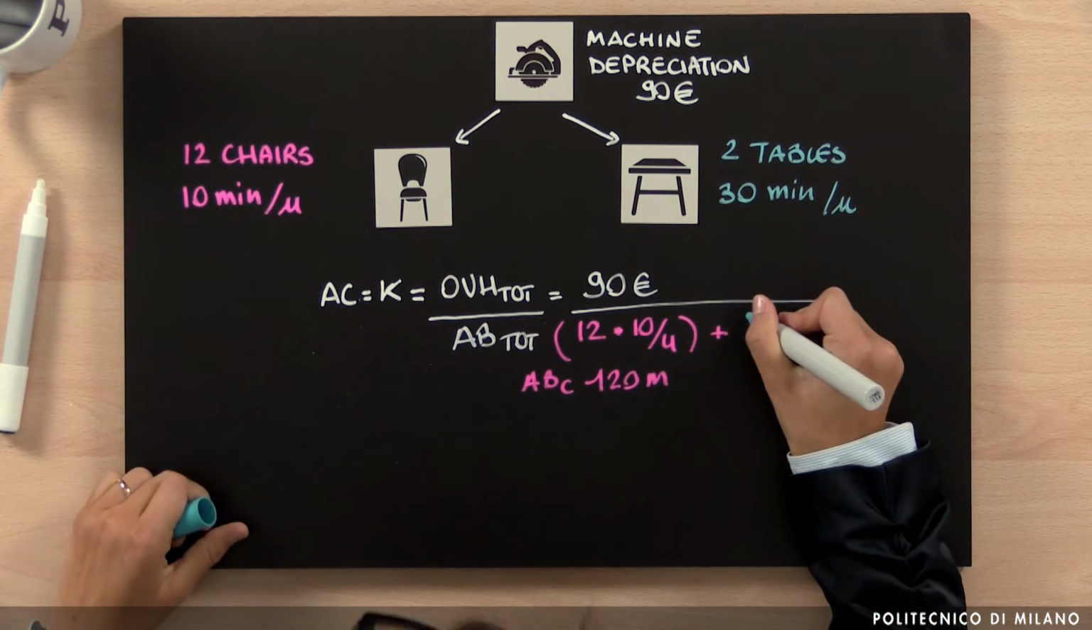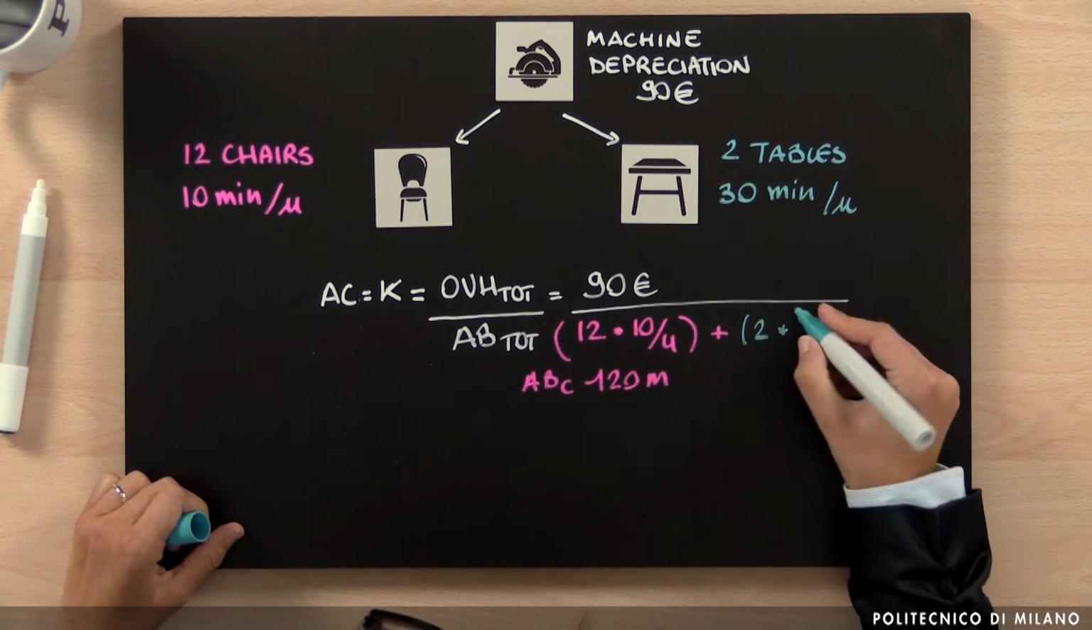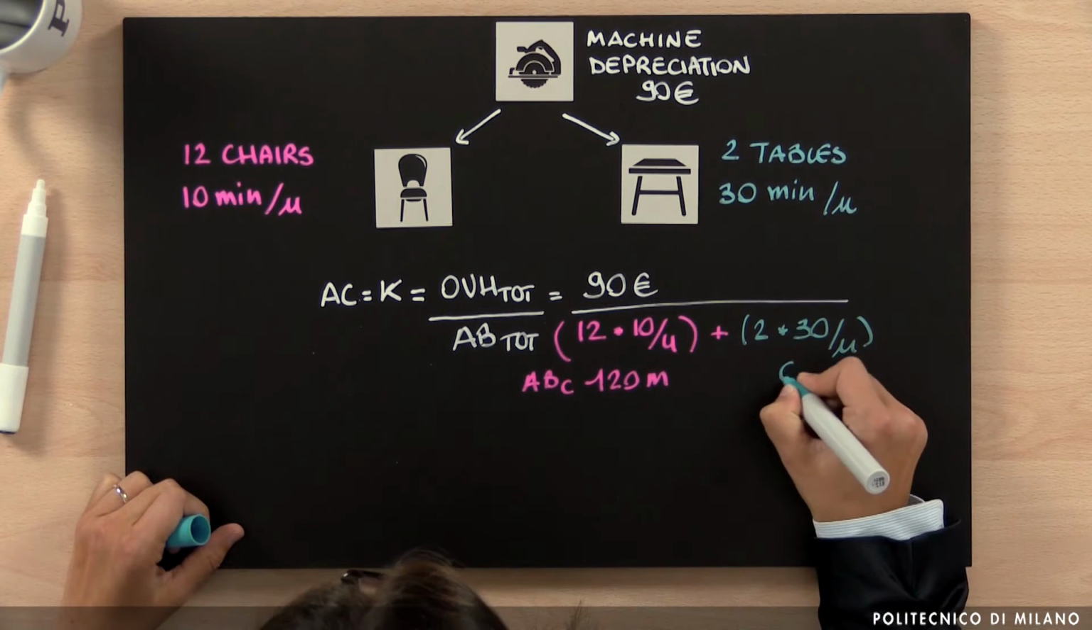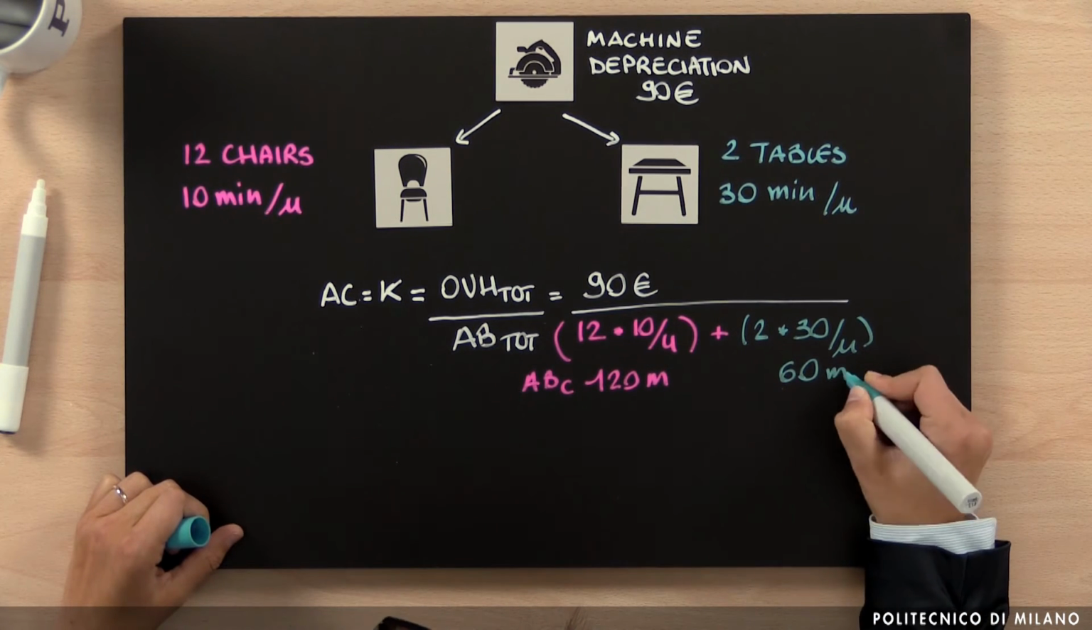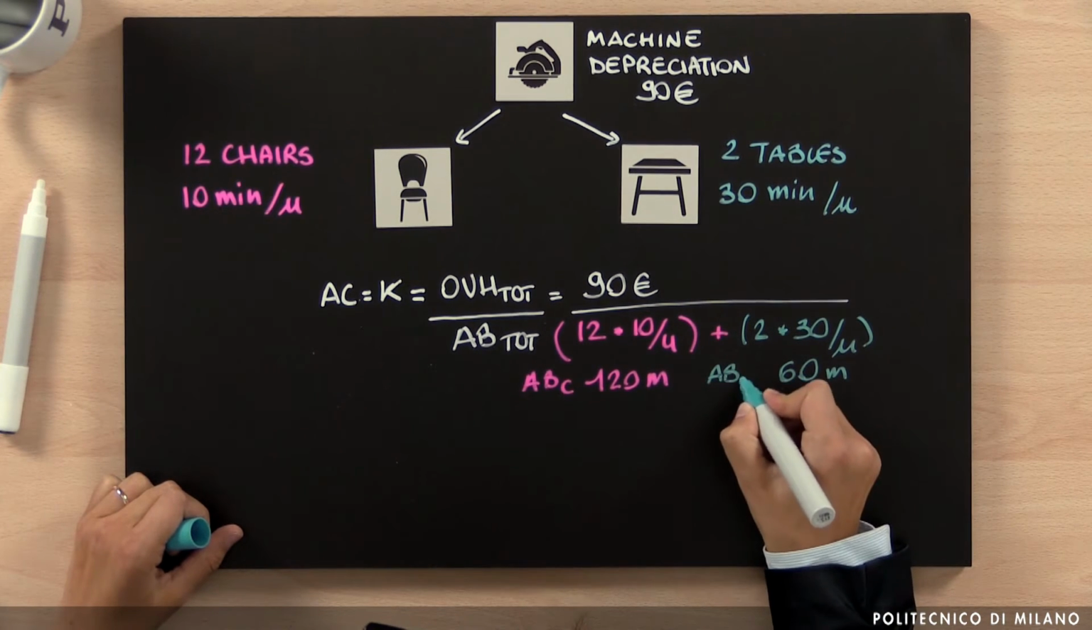We are realizing 2 tables, and we need 30 minutes to realize one table. This means that overall we need 60 minutes in order to realize the 2 tables, which is the allocation basis of our table.